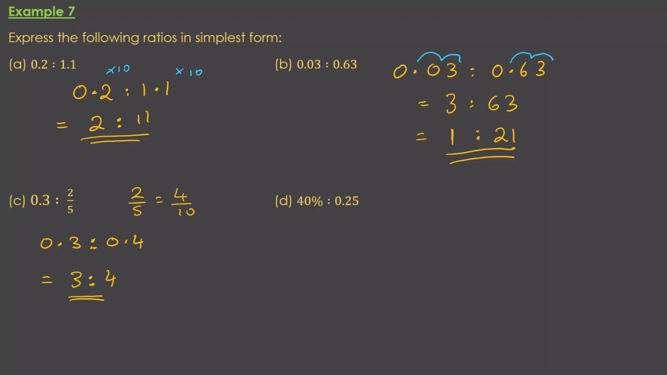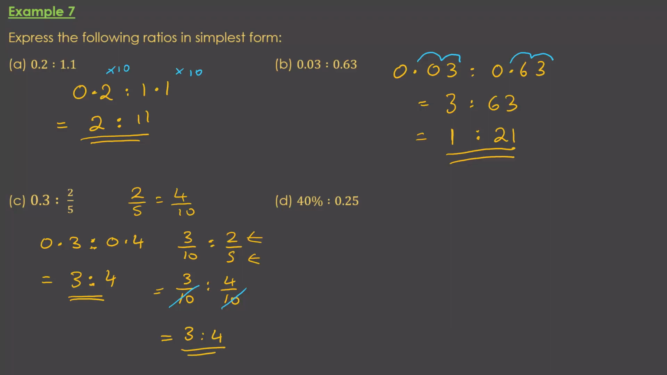Another way of doing it would be to make them both fractions. 0.3 we know is 3/10. And then we want the same denominator. So multiply top and bottom here by 2 and we get 4/10. And then remove the denominators and we get 3 to 4. So you could have done it either way.